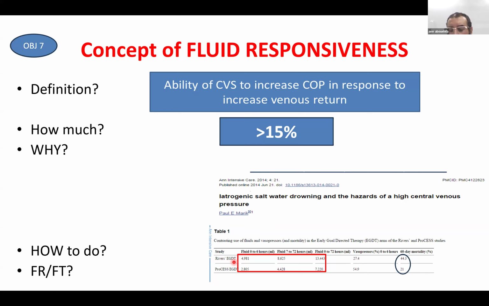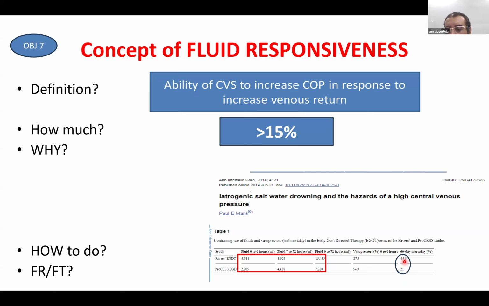In 2013, there were 3 important trials, ProCESS, ARISE and another trial, a revision of the RIVER trial. And you see here, they are giving less fluids compared to the RIVER trial. In the RIVER trial, the early goal directed therapy, 5 liters of fluid was given in the first 6 hours compared to 2.8 here. After 72 hours, the patients in the RIVER trial got up to 13 liters versus 7.2. And you can see here that the mortality in the ProCESS trial and the other trials is almost less than half, 21 versus 44 in the early goal directed therapy.